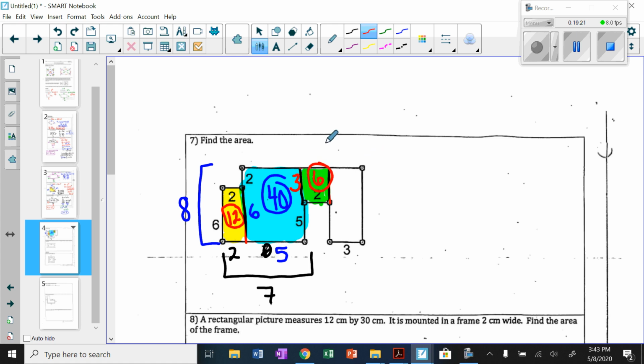And last but not least, look to the left. The total height of this is 8, so the total height on the right is 8. 8 times 3 is 24.